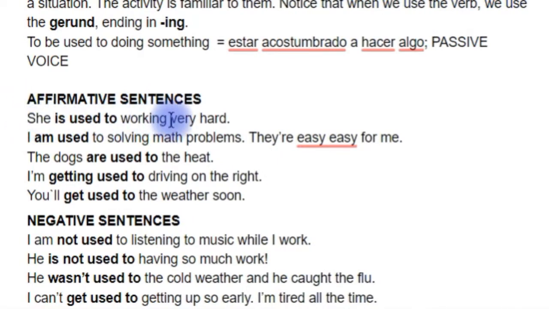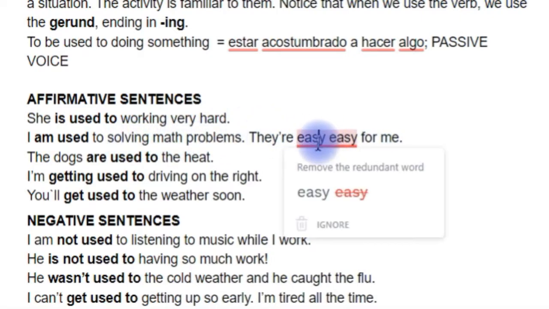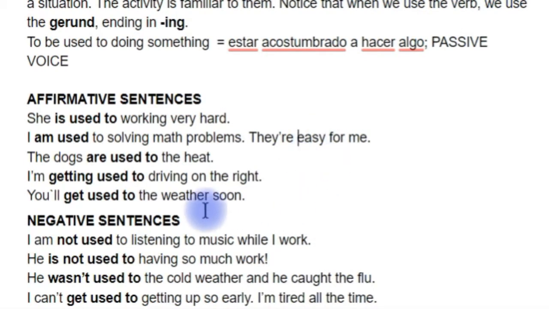She's used to working very hard. I am used to solving math problems. They're very, very easy for me, okay? So, the dogs are used to the heat, okay? In this case, we only have the noun. We don't have to use ing.